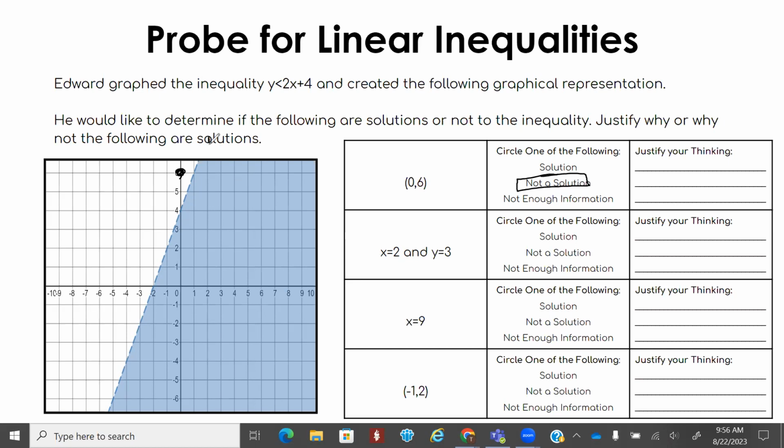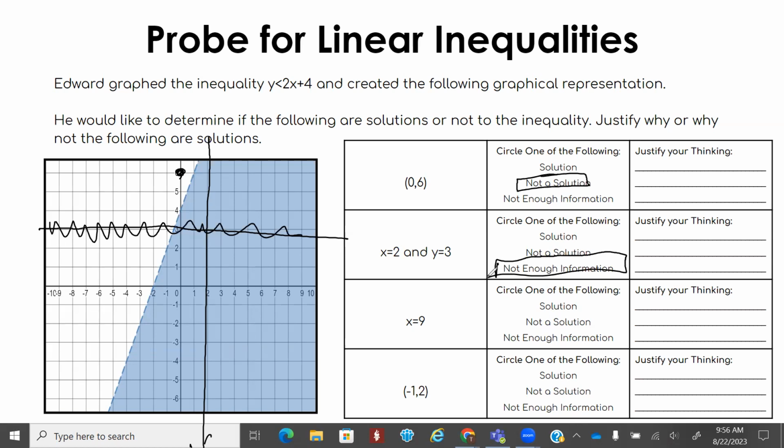Now this next one's a little tricky. It has x equals 2. So that's this line right here. And then it has y equals 3. Okay. So in the entire time on this line, is that a solution? The entire time. Okay, so we're going to say not enough information because they didn't tell us where it stopped, right? Okay. On this next one, we got x equals 9. Not enough information because they didn't tell us when it stopped, right? It's partially a solution, but some of it may not be.